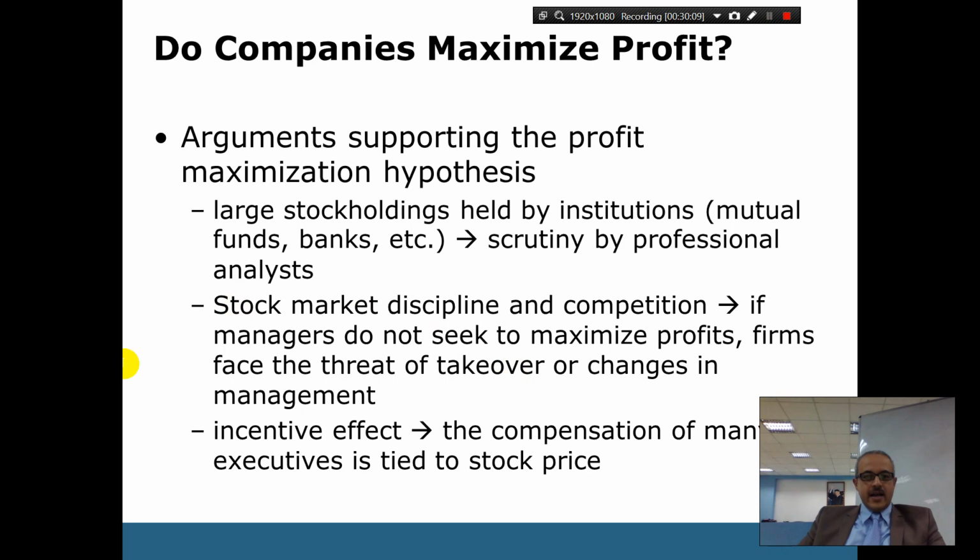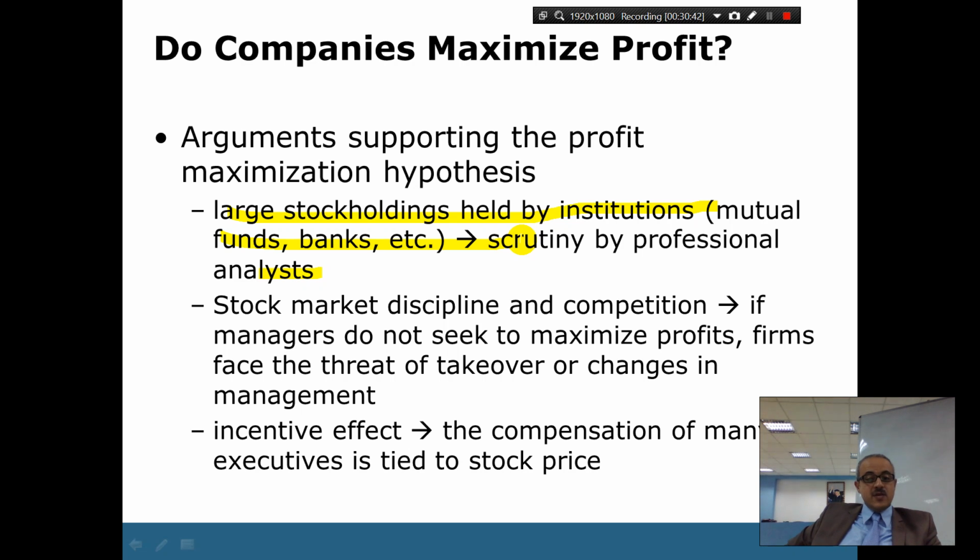Yeah, in this case, next we've got arguments supporting the profit-maximizing hypothesis. Large stockholders are held by institutions and banks, and the security is watched by professional analysts. Some people say that companies actually maximize their profits because all of the managers are professional people. They take good training, they are getting professional mentoring, and they have some bankers behind them.